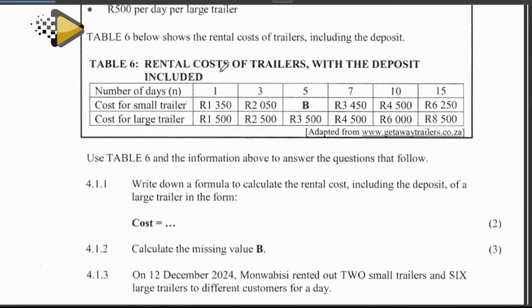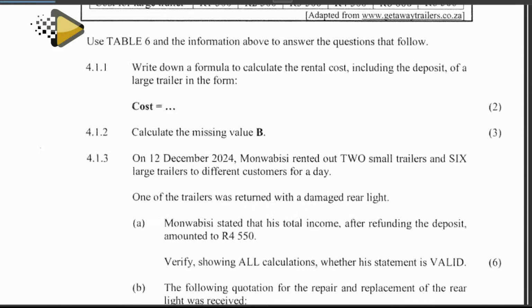Okay, that is it. So we look at question number 1. Write down the formula to calculate the rental cost, including deposit for a large trailer. First and foremost, including deposit. What are you going to say? 1,000 is the deposit. Plus 500 times the number of what? Days. Not trailers, but number of days.